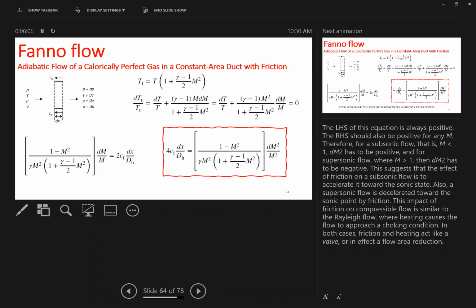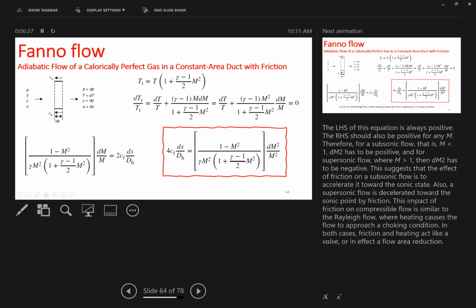Let's look at this part of the equation. Mach number is always positive. Here also this term is always positive. Yeah, let me use the cursor because of the online people. Where is the cursor? So this term is always positive, right?